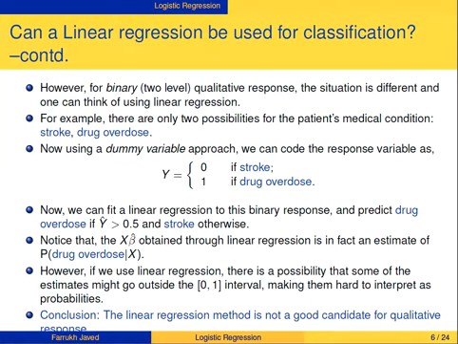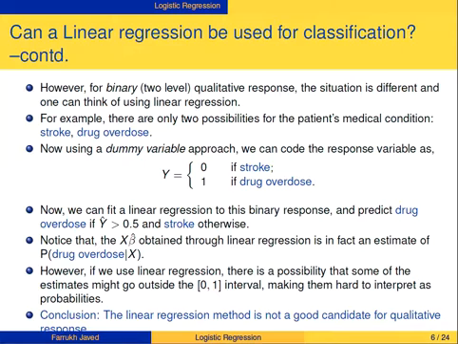However, for binary qualitative responses, the situation is different, and you can think of using linear regression, right? With 2 possibilities, for instance medical conditions, stroke and drug overdose, you use the dummy variable approach we know from linear regression: 0 when it is a stroke and 1 when it is a drug overdose, right? Now we can fit a linear regression to this binary response and predict drug overdose if y hat, the estimated y, is greater than 0.5. Why? Because drug overdose was equal to 1. So if I have more than a 50% chance for y, then I will go for drug overdose. Otherwise, I will choose stroke because stroke was coded as 0, right?